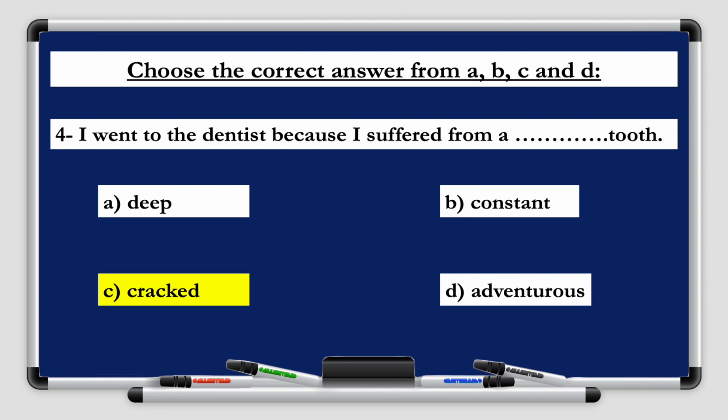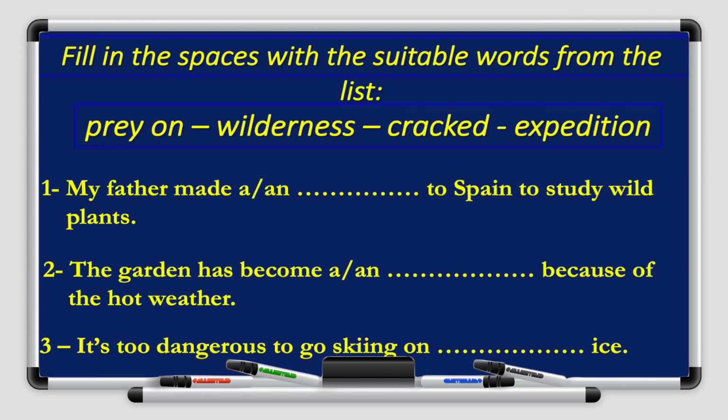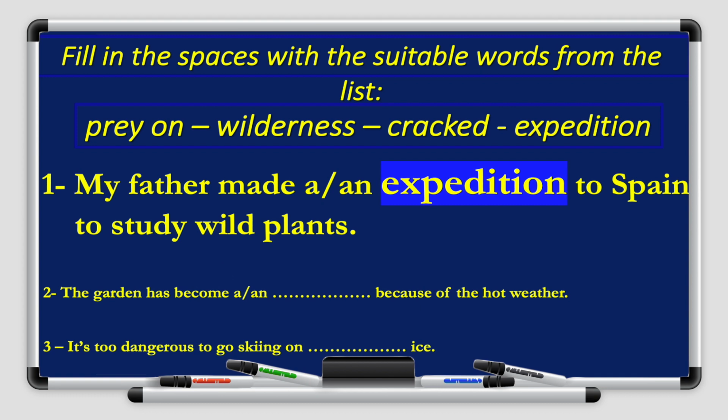Now we are going to fill in the spaces with the suitable words from the list. Prey on, wilderness, cracked, expedition. Number 1: My father made an blank to Spain to study wild plants. He made an expedition to Spain. He went to Spain, an expedition to study wild plants.